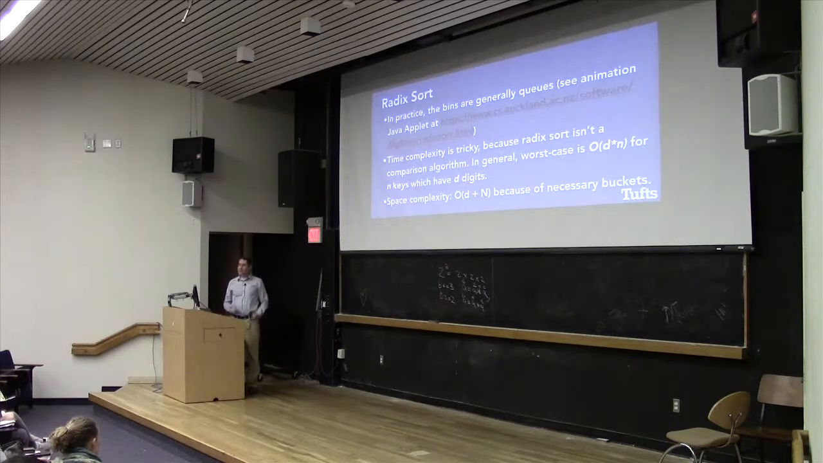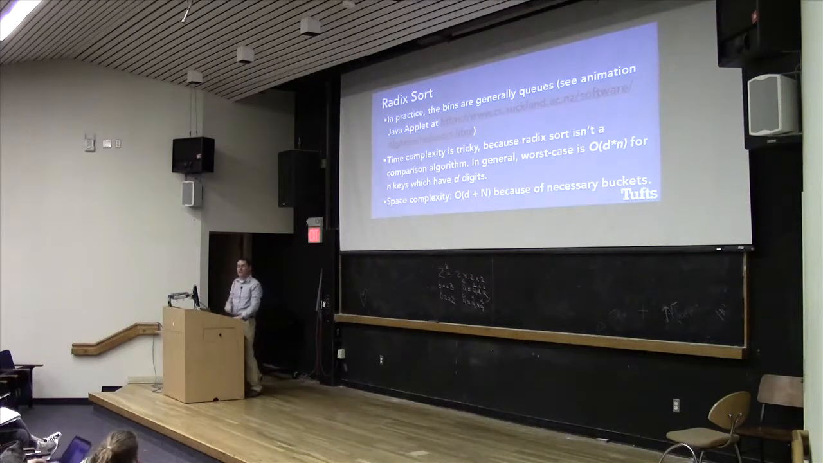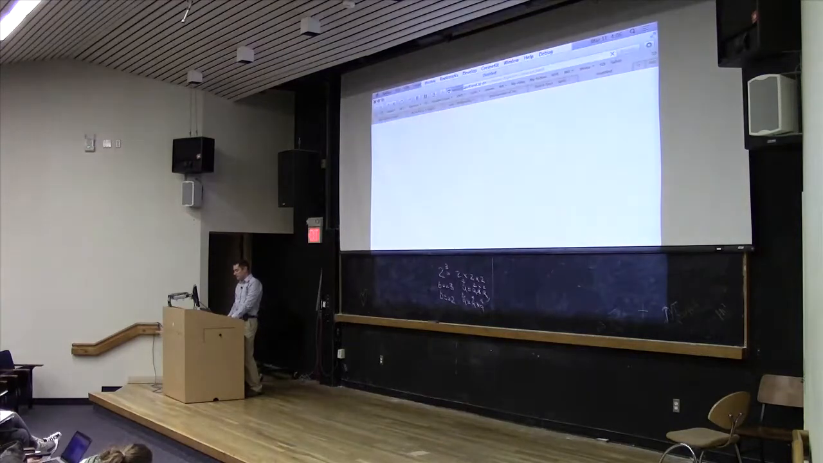In practice, these are normally done with queues. Now, I'm going to show you an animation in a second, this Java applet, which shows you what I'm talking about. What it's doing is the numbers go in, and then when you're resorting them, in order to keep them in the right order from the previous sort, you push them out in the same order you pull them in. Let me show you what I mean.